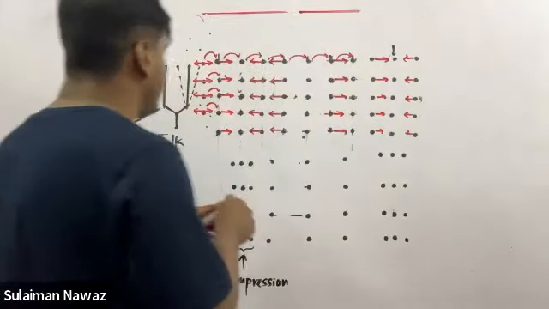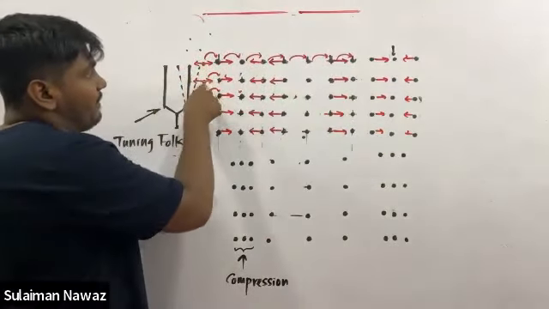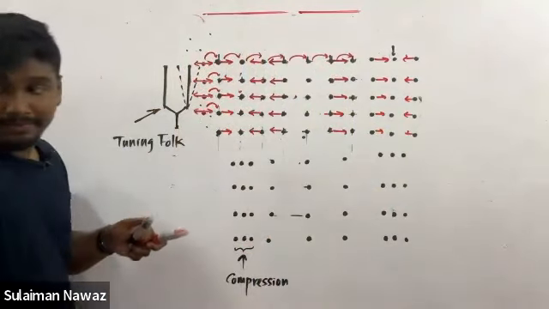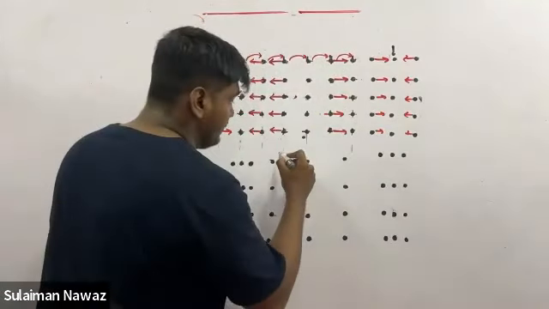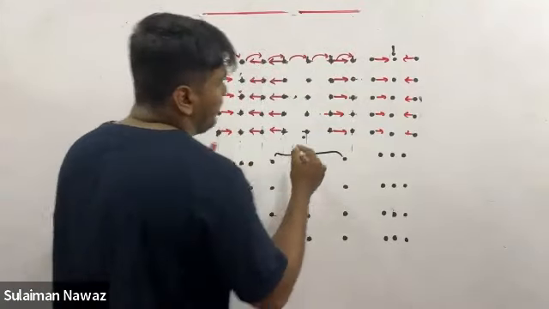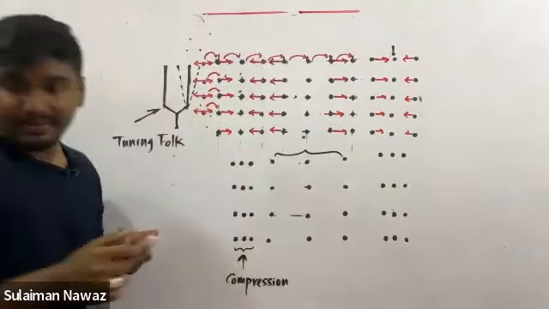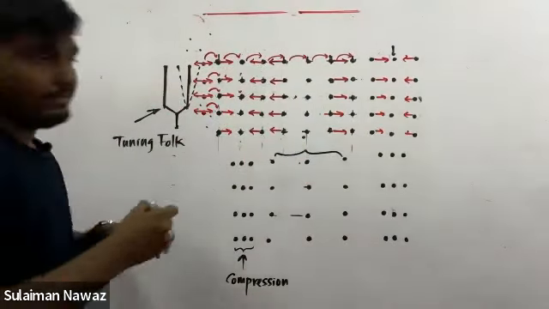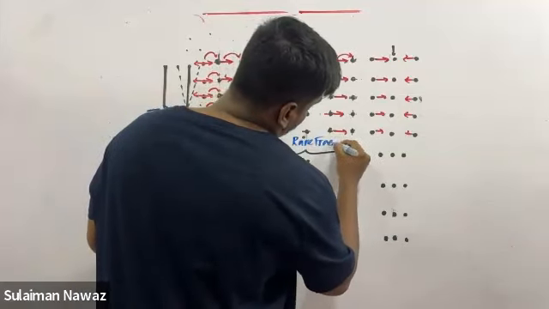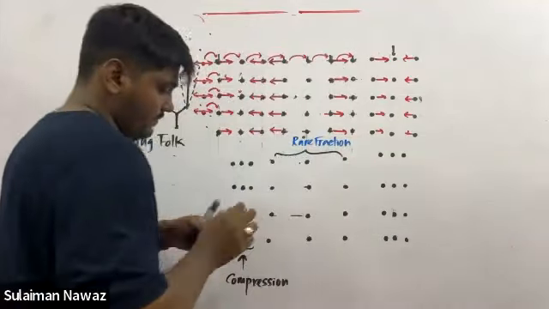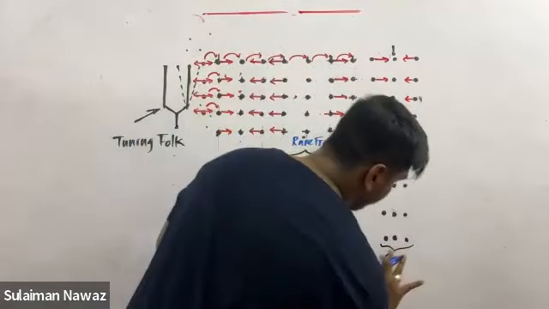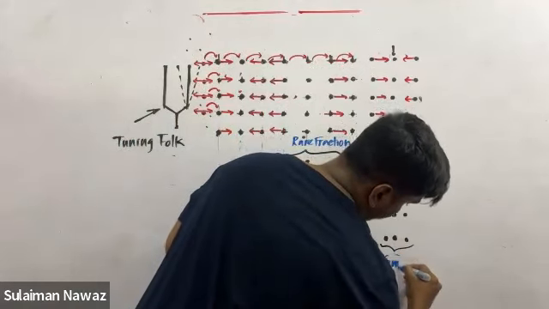Now what happened to these medium particles? These medium particles are at maximum displacement. We call them as crest. Sorry, compressions. There are some regions medium particles have well distributed, well spread. We are calling them as rarefactions. Draw this diagram. This is compression, rarefaction, compression.